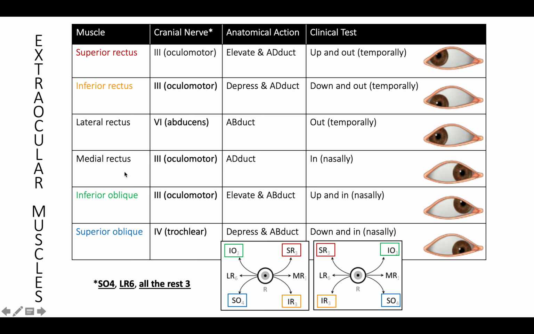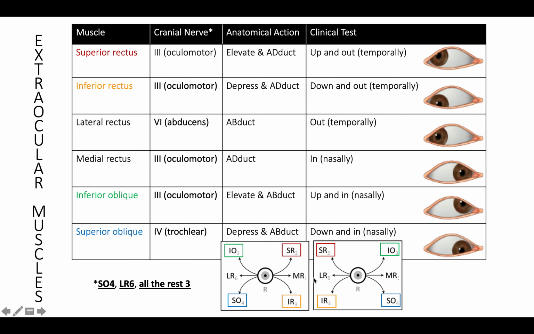So SO4, so that's superior oblique. Here it is. And that is going to be our trochlear nerve, cranial nerve 4. Then LR6 is lateral rectus, and that is going to be abducens. All the rest are going to be 3, so they're all oculomotor. Superior rectus, inferior rectus, medial rectus, and inferior oblique are all oculomotor. That's the first step.